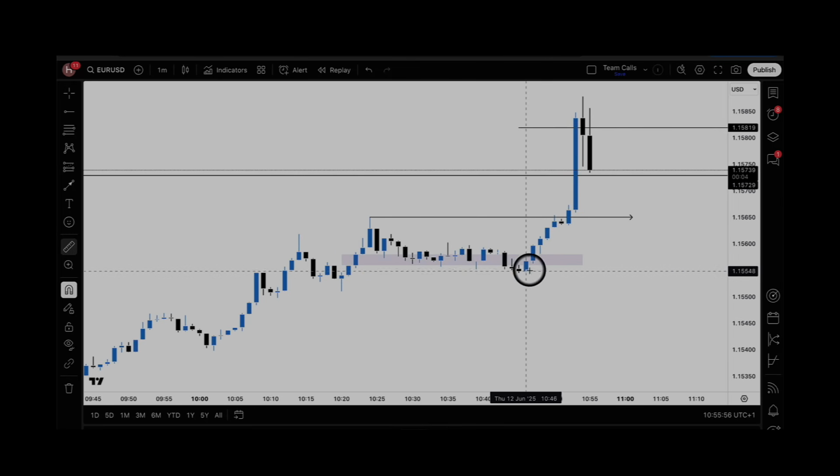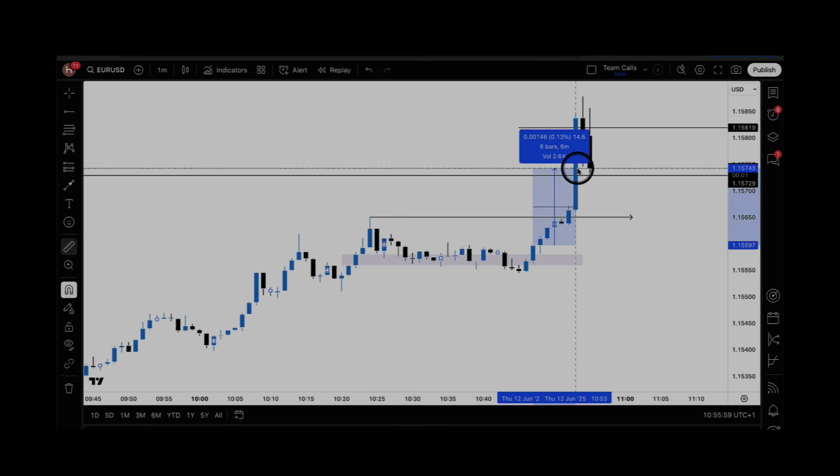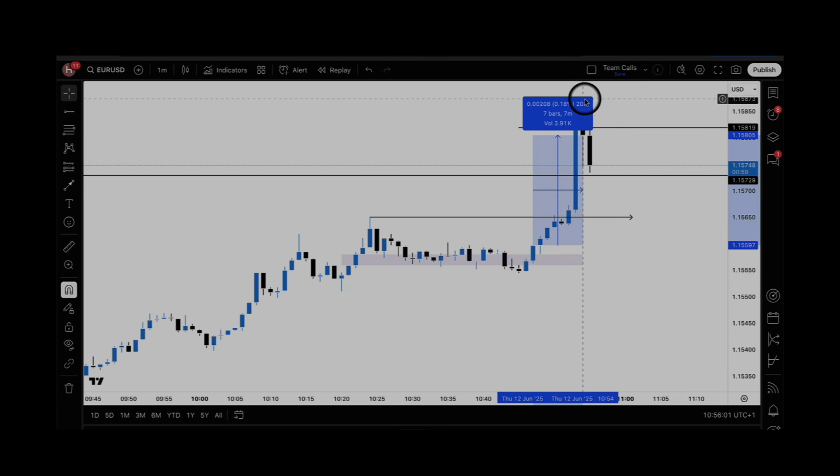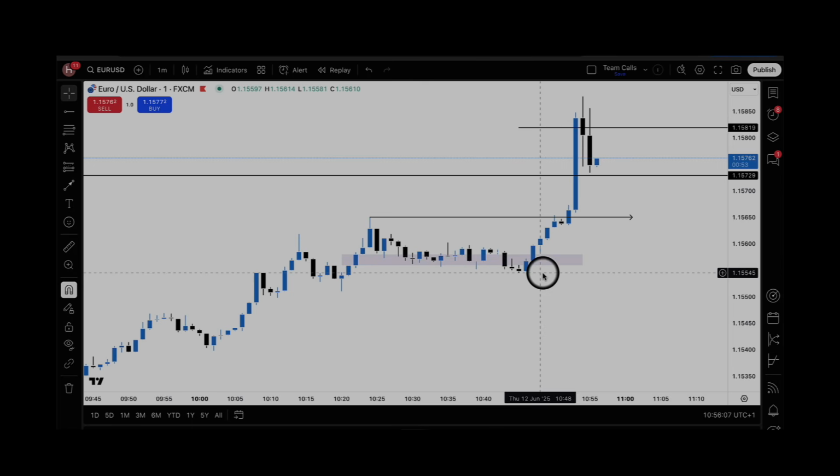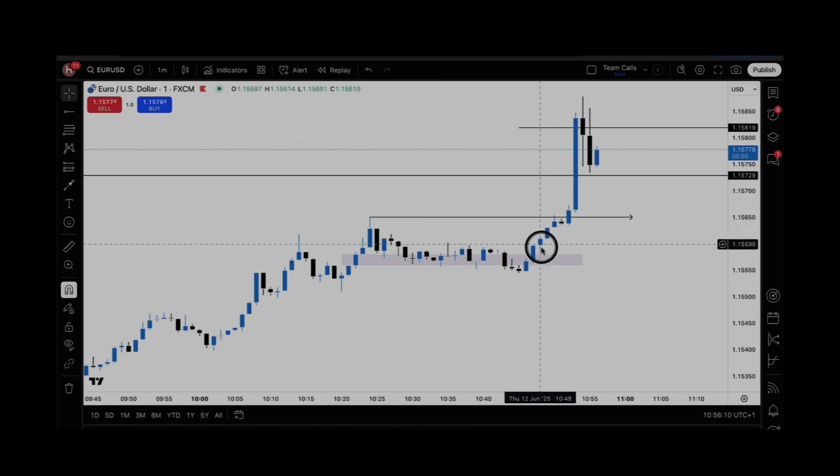We jumped in when price was here, one of these two candlesticks, and we got to our TP level here. Okay, so altogether that was 7 bars, 7 minutes. It's not always going to be 7 minutes, but it can be as quick as 7 minutes. This is trading done for the day.